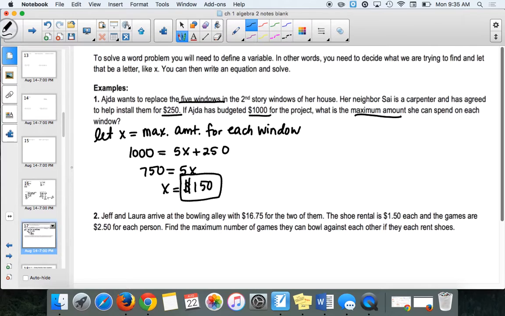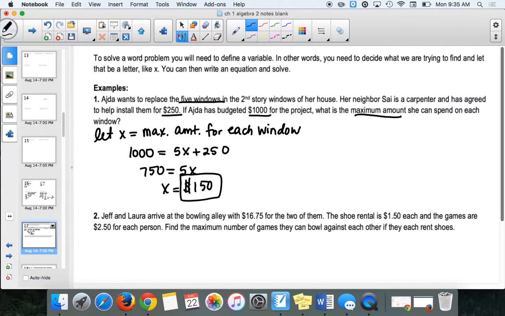I usually try to put people's names that are in the class. So these are people at university, Asha and Sai. But Jeff and Laura are not names of university people because I always find it weird in story problems when I make you guys like date. So Jeff and Laura, that's my twin brother and his wife. So they're arriving at the bowling alley. They have $16.75 for the two of them. Man, Jeff doesn't have much money, does he? The shoe rental is $1.50 each and the games are $2.50 for each person. Find the maximum number of games that they can bowl against each other if they rent shoes.